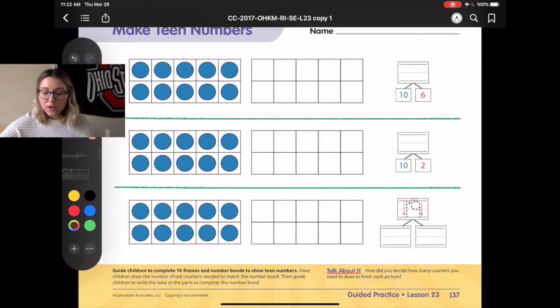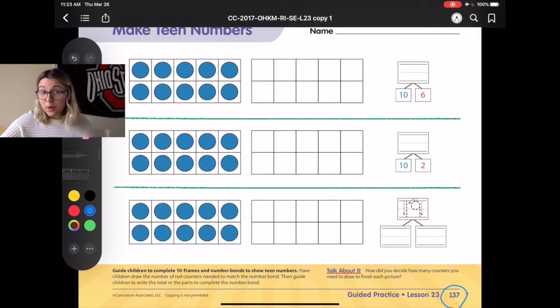Hi friends, so today we are going to keep talking about ways that we show teen numbers using 10 frames and number bonds, like what we've been doing for the past 3 videos. In this video, we are going to look at page 137. So open up your book to page 137, and we're going to look at the first problem.